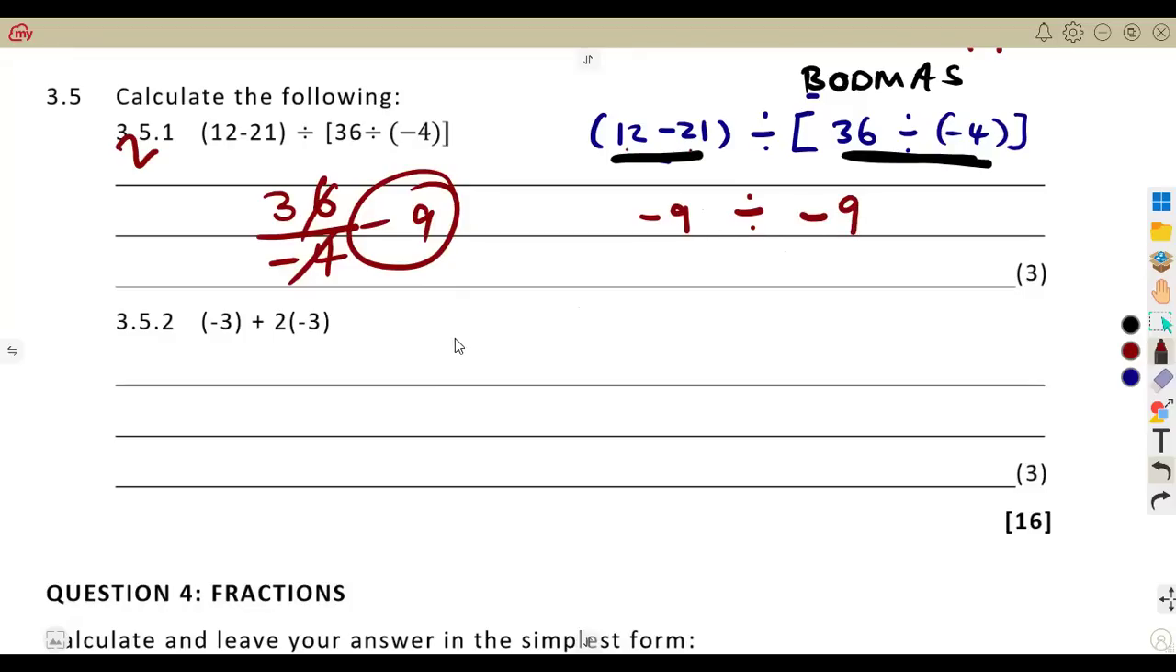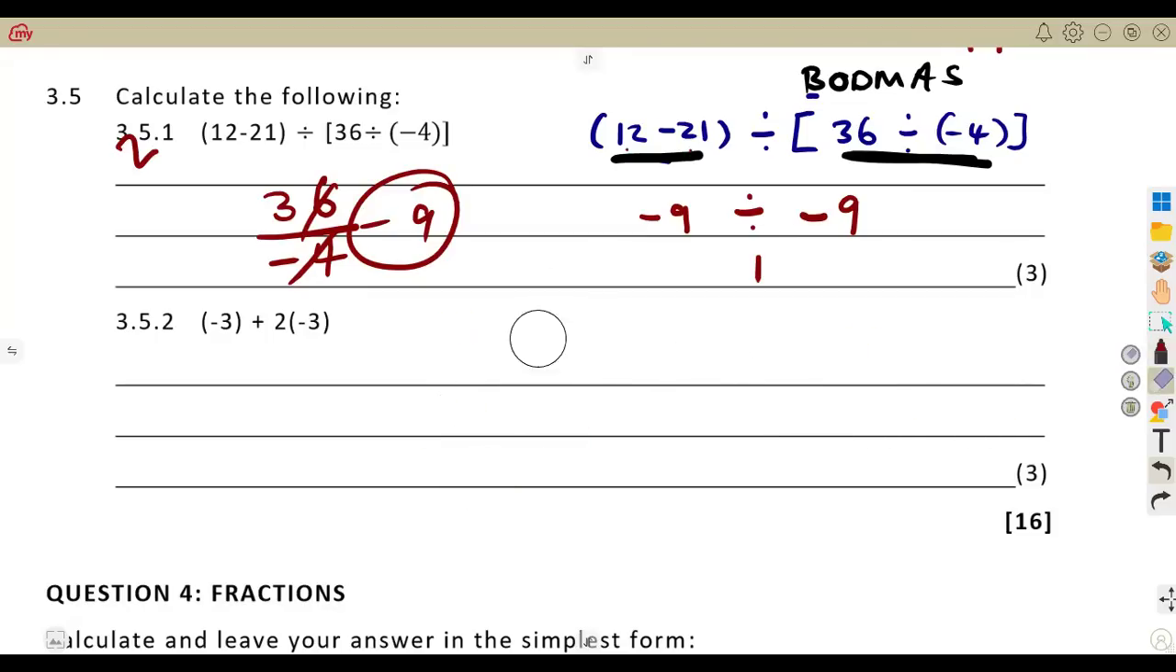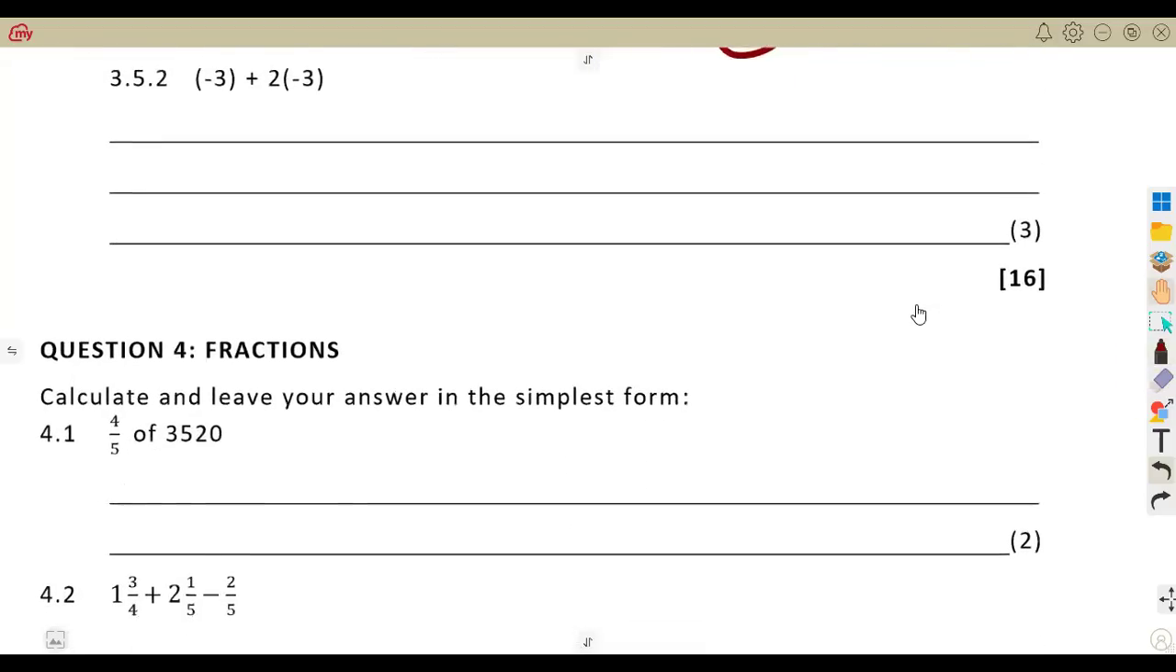Negative 9 divided by negative 9 is just like being given 3 divided by 3. Just like 3 over 3 is 1. So if this number is the same as the number you're dividing by, you're going to obtain a 1. Just like minus 9 over minus 9, this will cancel and we obtain a 1. So that was our final answer, which is 1. So for 3 marks, that is enough.